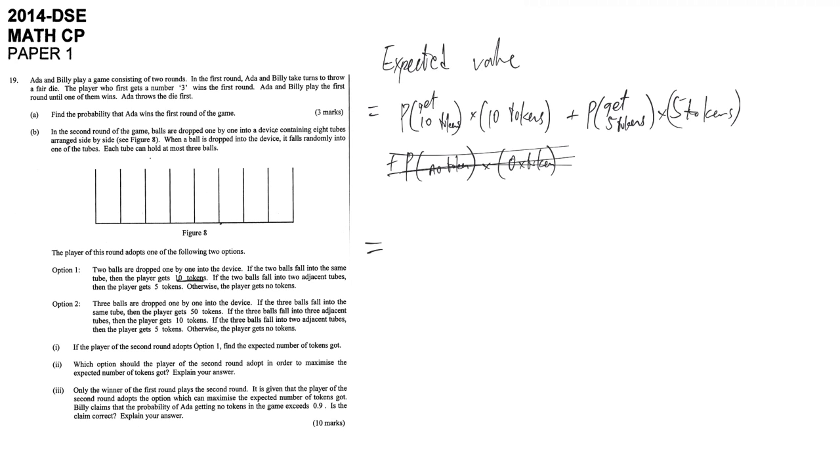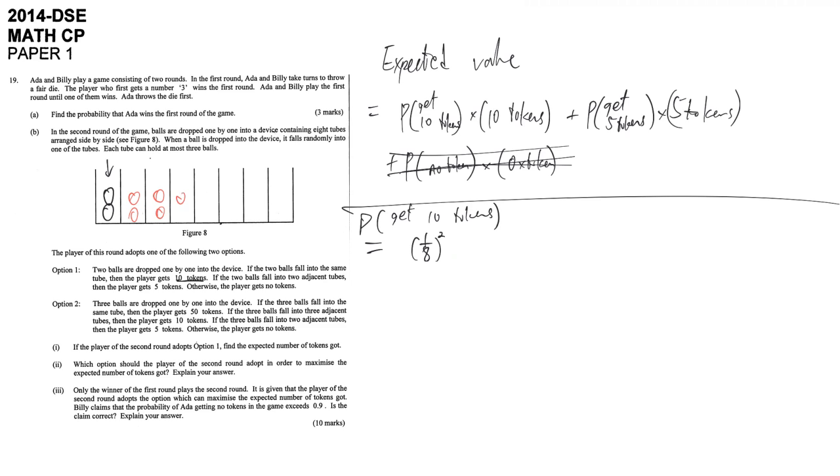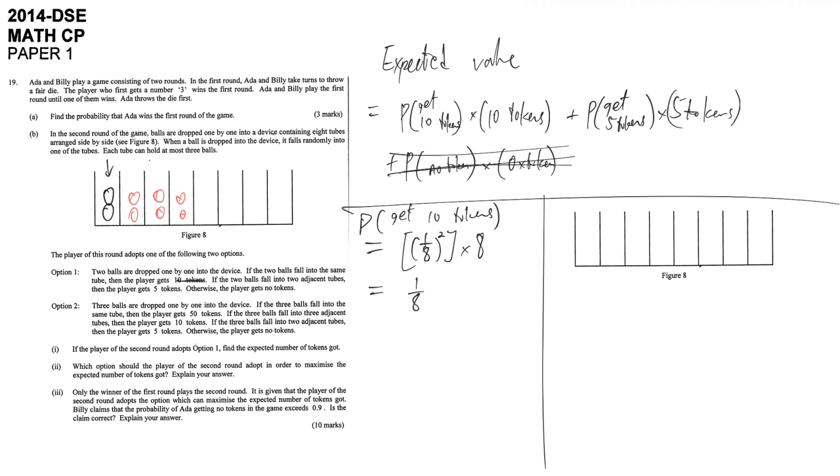So the problem is we have to handle these probabilities one by one. First, the probability to get 10 tokens. To get 10 tokens, the criterion is that 2 balls fall into the same tube. So you may consider that it must be like this. To do so, putting in 2 balls and both going inside the first tube is (1/8) squared, because the first ball goes inside the first tube and then the second ball goes inside the first tube too. But there are similar situations. In total, we have 8 similar possibilities, so the whole thing is multiplied by 8. Then we get 1/8.